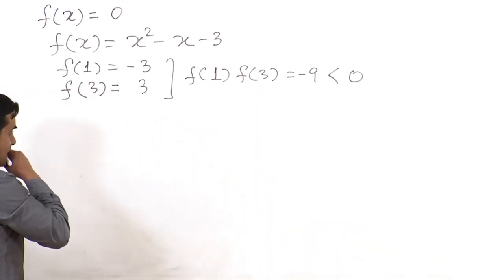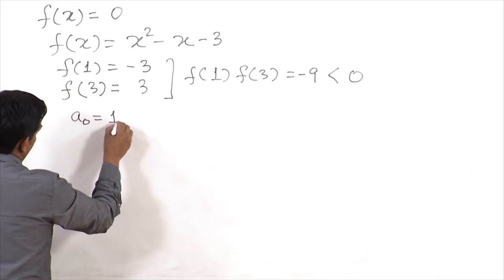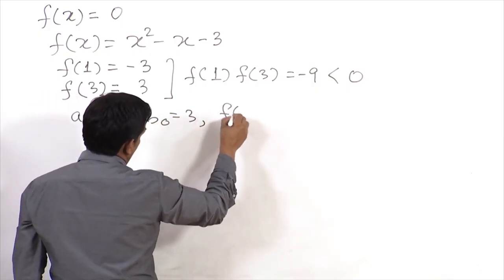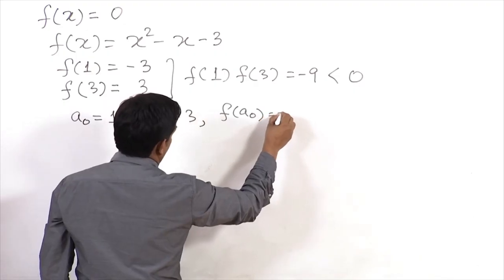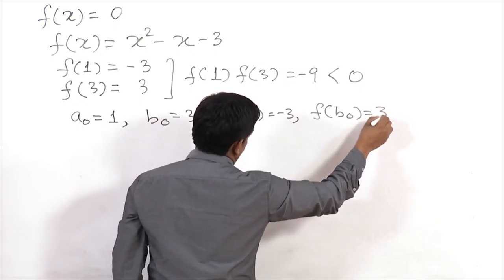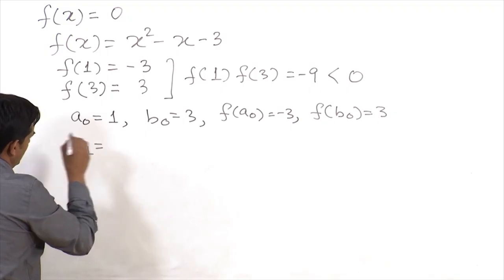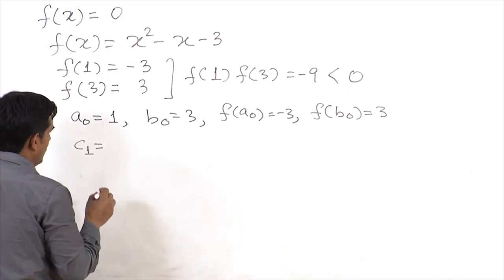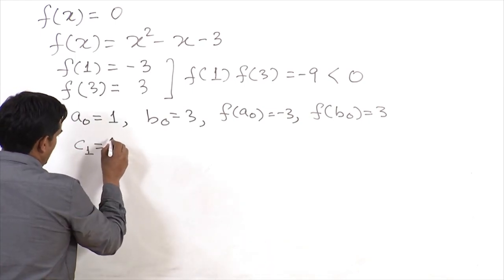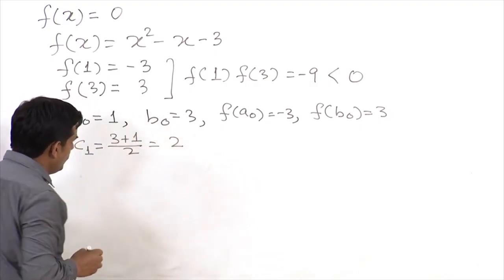So, what I will do in the first iteration, I will set a0 equals to 1, b0 is 3, f of a0 is minus 3, f of b0 is 3. Now I will find out c1. c1 comes out to be the midpoint of a0 and b0, so it will be (3 plus 1) upon 2, which is 2.